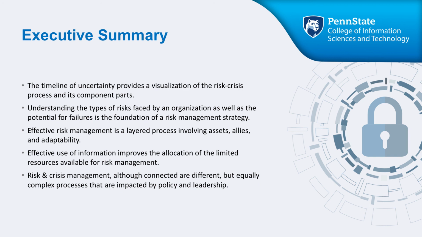Effective risk management is a layered process involving assets, allies, and adaptability. Effective use of information improves the allocation of limited resources available for risk management. And risk and crisis management, although connected, are different, but are equally complex processes that are impacted by policy and leadership.